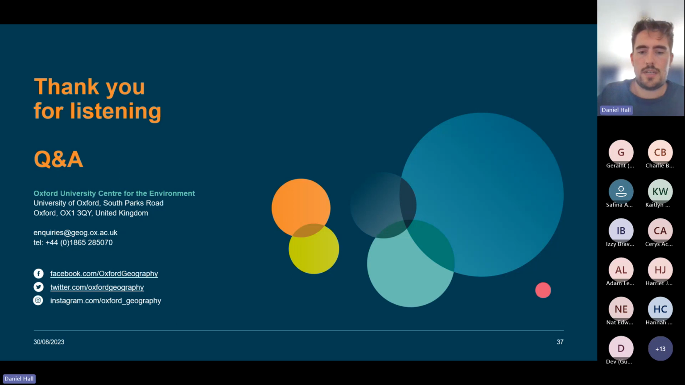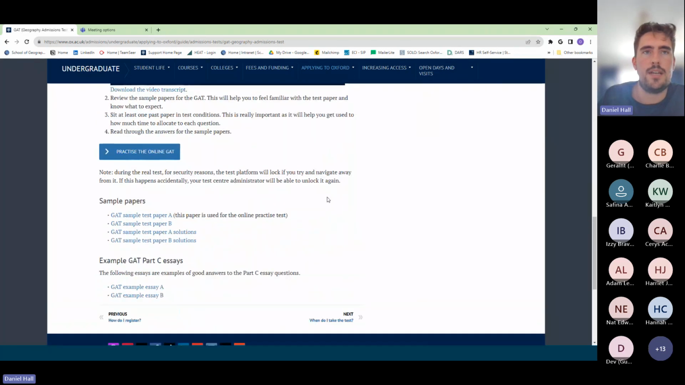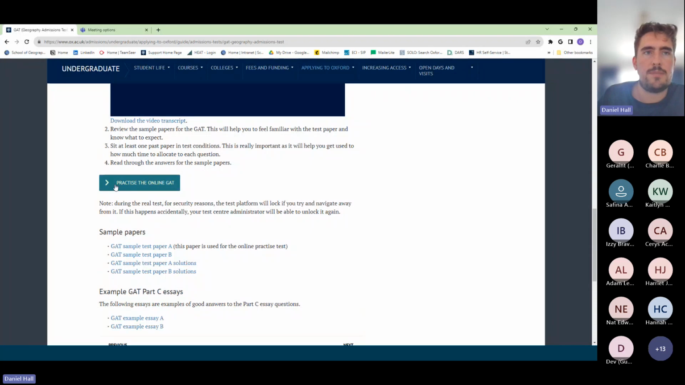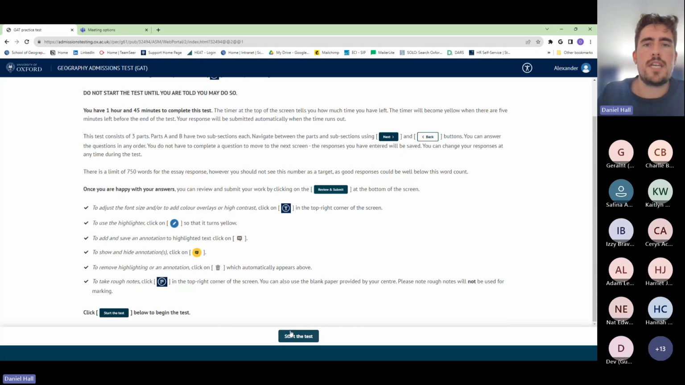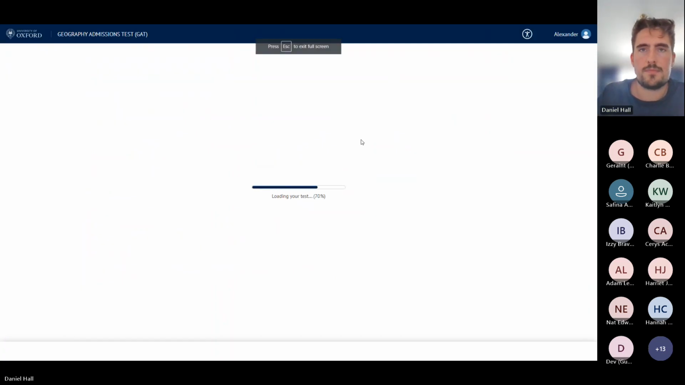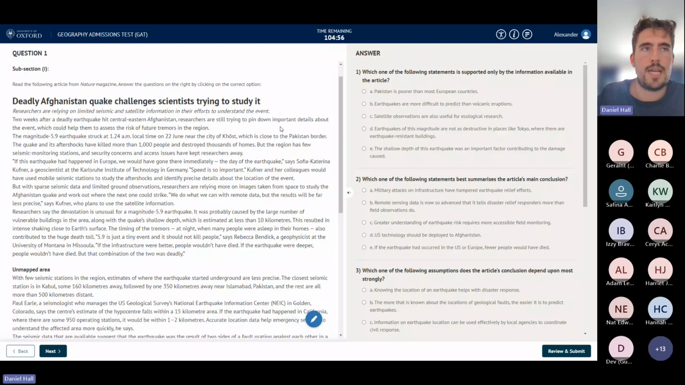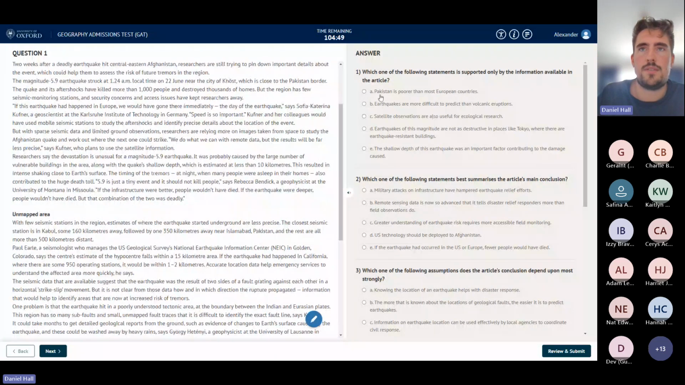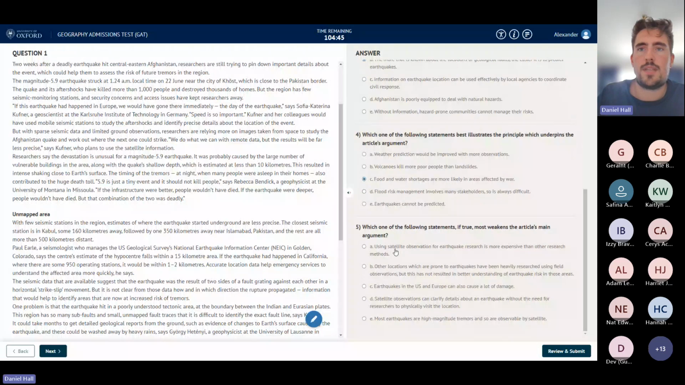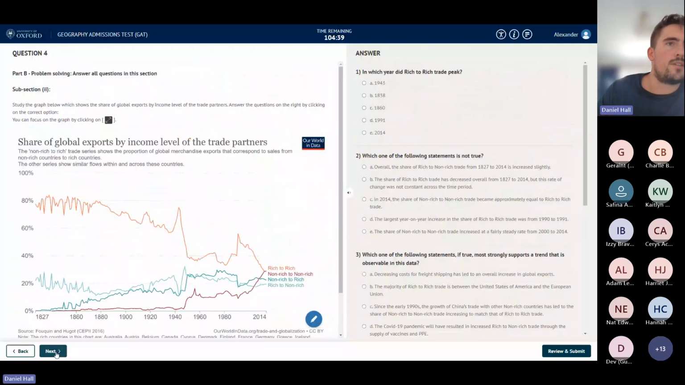So maybe I can show that to you now, actually. On the page where we accessed the PDFs of the specimen papers, this blue button here, practice the online GAT. This is the page that you'll see at the start of the real exam. Click start the test. This is how the test will actually look when you do it for real. We're on part A, subsection one, and it has all the answers there. Then you choose your multiple choice answers and click next to move on to the next one, and you can cycle through them like that.